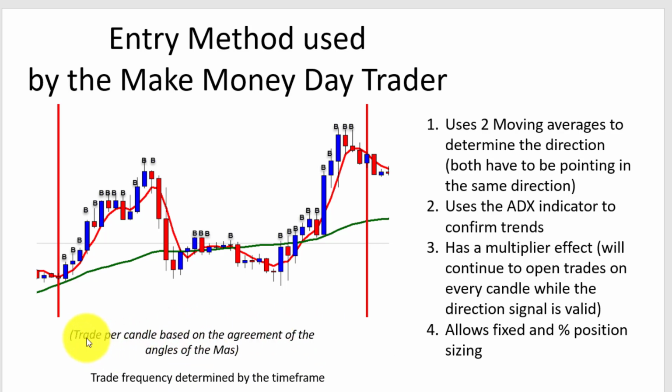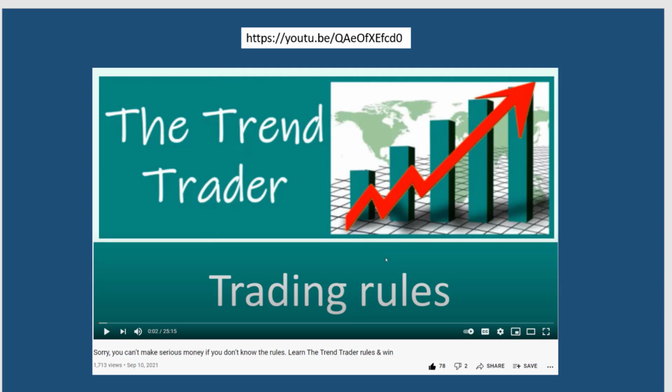And again, just a reminder, it's a trade per candle method, which requires the agreement of the angles of the moving averages. So that basically explains the difference between the Make Money and the Trend Trader. All the rules explained in the Trend Trader apply to the Make Money too, except those entry rules that I've just shown you. So traders that have got to know the Trend Trader already and know the rules of how it trades, it will be very easy for them to apply the Make Money day trader rules.